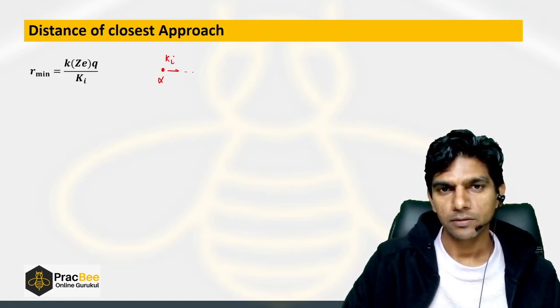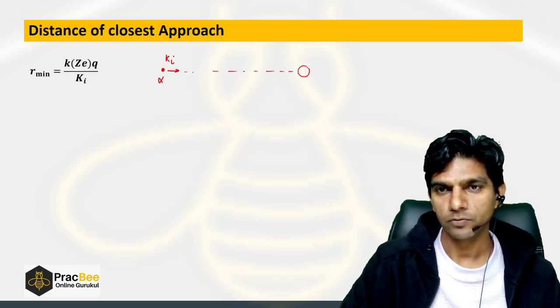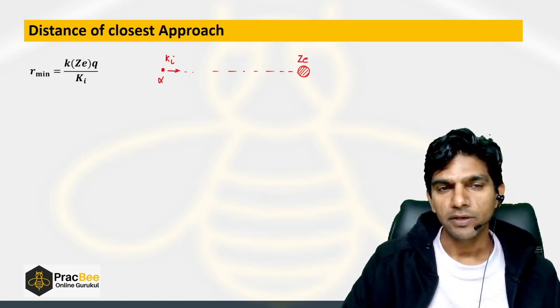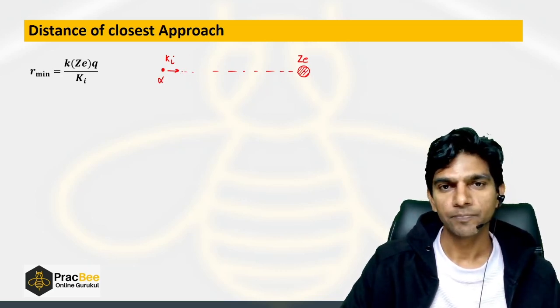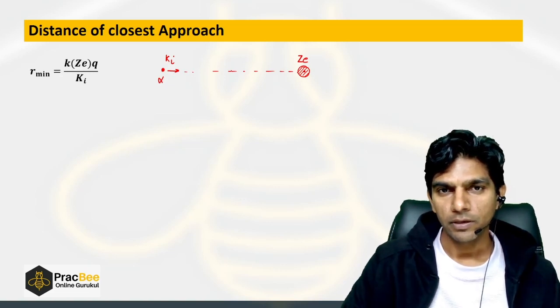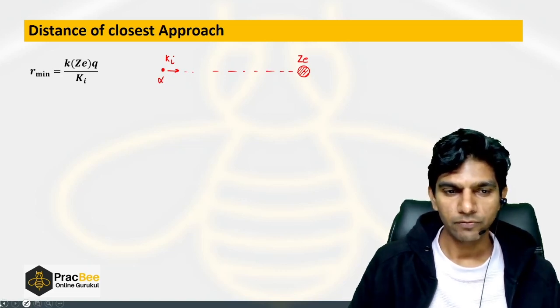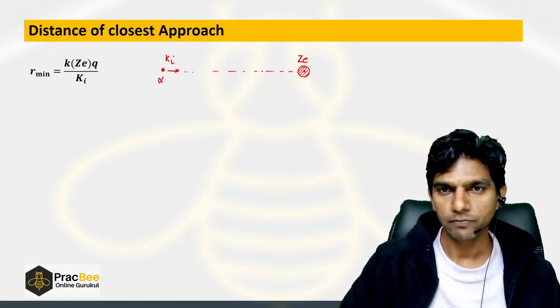Okay, and it is moving towards the nucleus, and this nucleus has an atomic number Z, and you can say the charge on this nucleus will be Ze, right? Now the impact parameter, or you can say the line of motion of the alpha particle passes through the center of the nucleus.